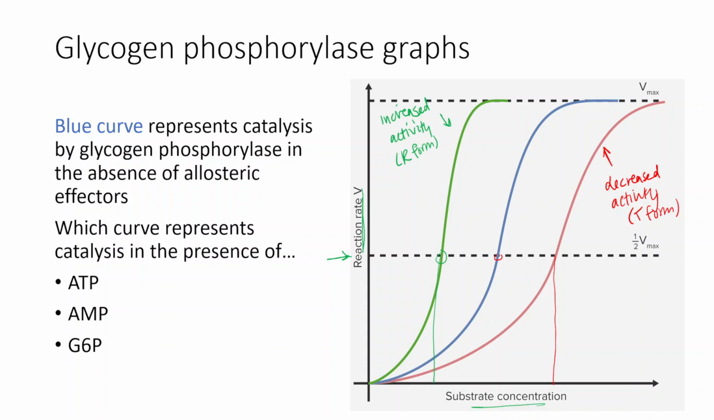Yep, change back to green. So AMP is the green curve. And what about our red curve?